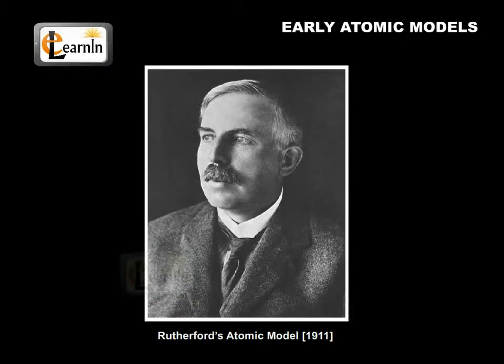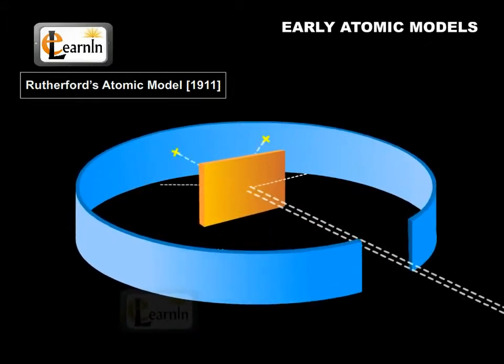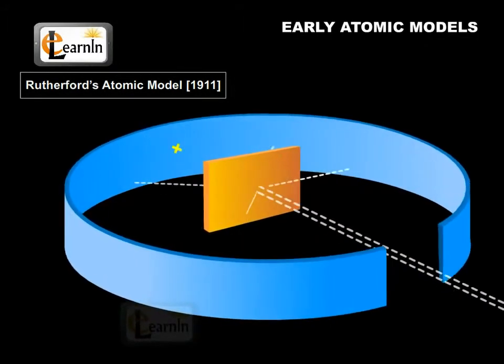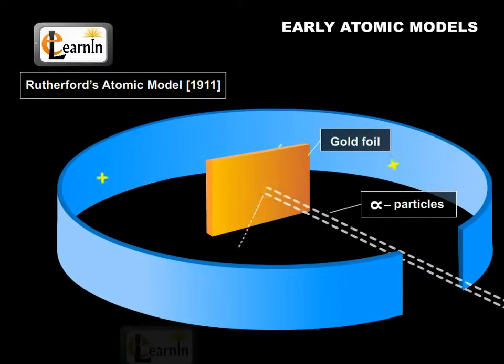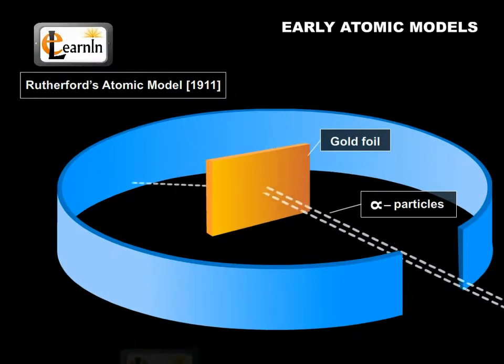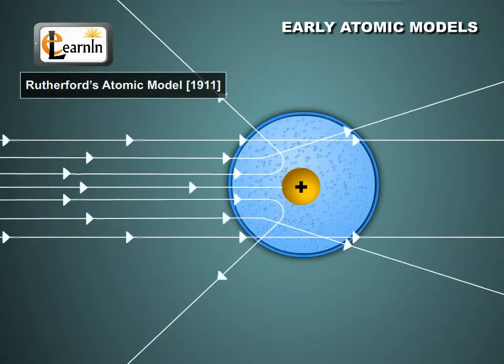Rutherford's atomic model, 1911. In order to understand these features, Ernest Rutherford carried out a series of experiments from 1906 to 1911 on scattering of alpha particles from gold foils. Note that an alpha particle is a positively charged particle. Let's look at the behavior of these particles when they approach the interior of the atom.